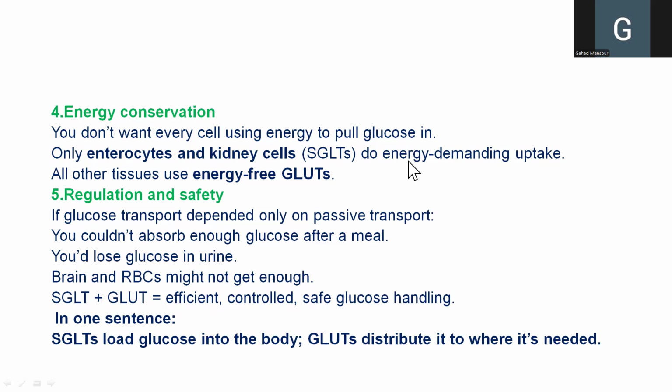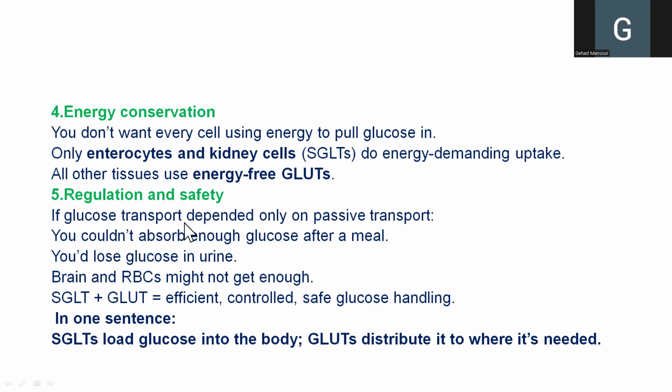So we must consume energy because this is an important function to allow glucose to reach the blood, because the small intestine is the main source after digestion of glucose for the blood. But the other tissues do not need this active transport, and thus they do it passively. Why? Because the other tissues are receiving from the blood. So at any time, the concentration in the blood is higher than the concentration in the cells. The last importance is the regulation and the safety.